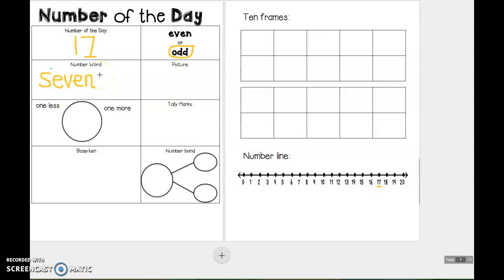7, and then it ends the same way as a lot of our other teen numbers. 17. T, E, two vowels go walking. The first does the talking and says its name, so it needs another vowel. T, E, N.